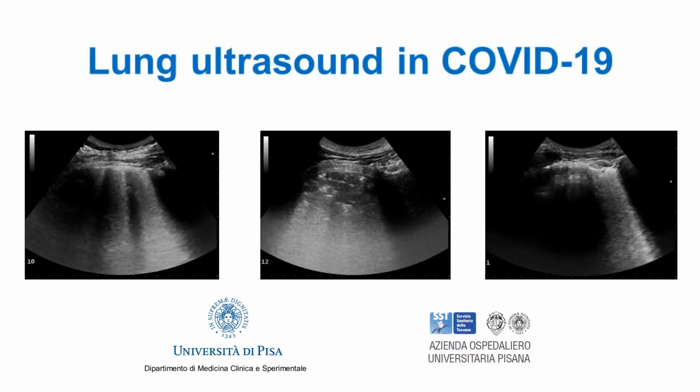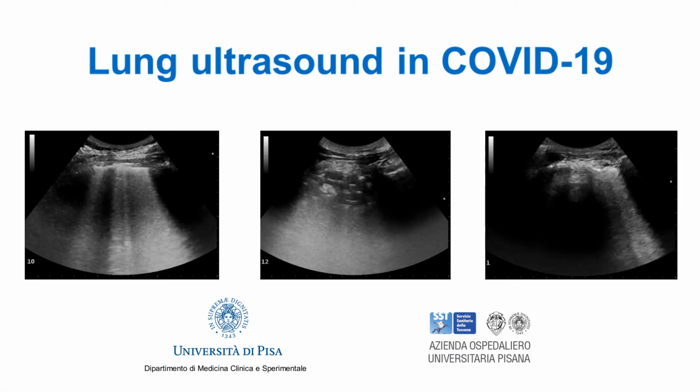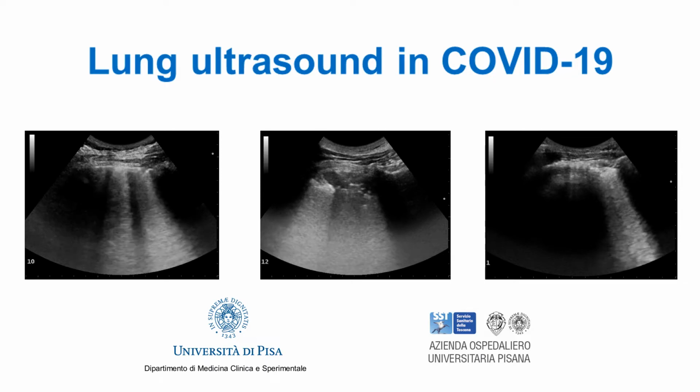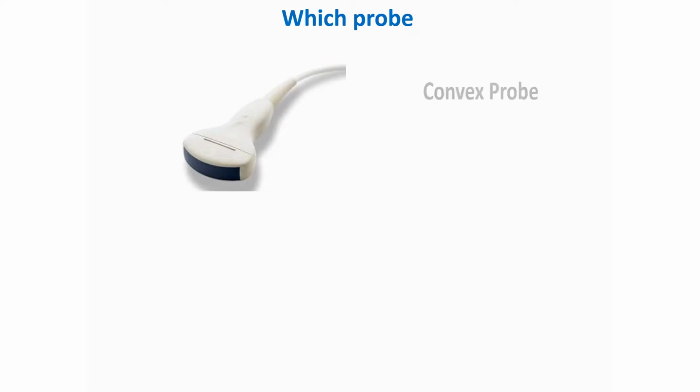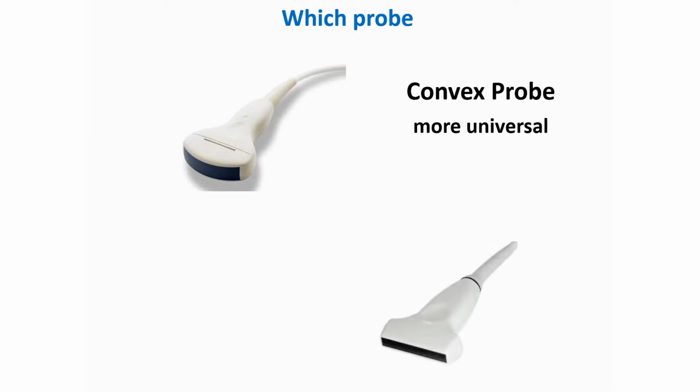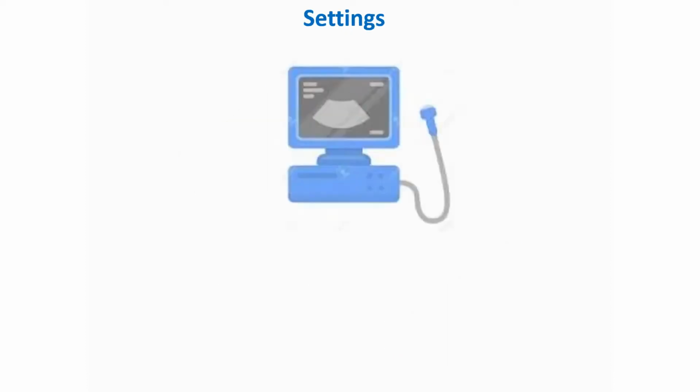Good morning and welcome to this tutorial on how to do a lung ultrasound exam in patients with COVID-19. The convex probe is the most universal probe for lung ultrasound. The linear probe allows a better definition of the pleural line and subpleural space, but the convex probe is absolutely enough to visualize everything that is needed for a complete exam.